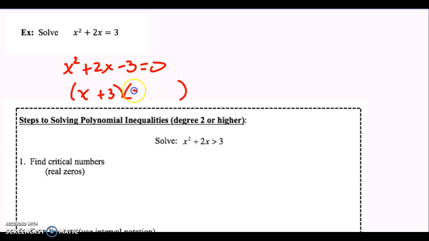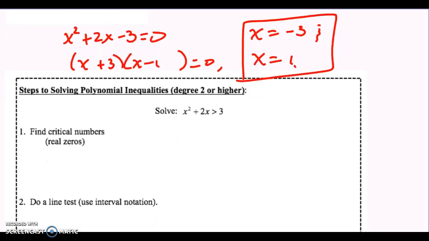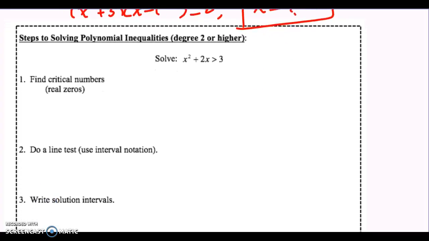Let's go and solve this problem. x squared plus 2x equals 3. I'm going to do this one with you for the sake of time. We'll subtract the 3 over to the other side. This looks like it's factorable as an x plus 3 and an x minus 1. This means that my roots are x equals negative 3 and x equals 1. And you're saying, there's no inequality there. That's true. You're 100% correct.